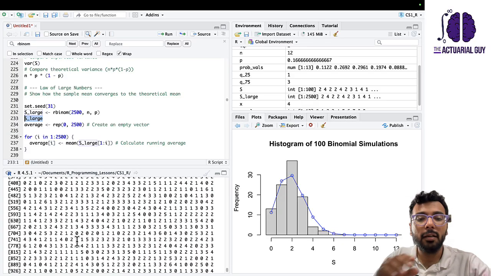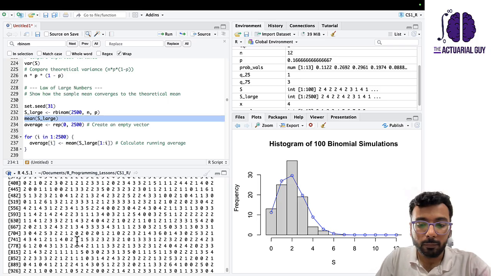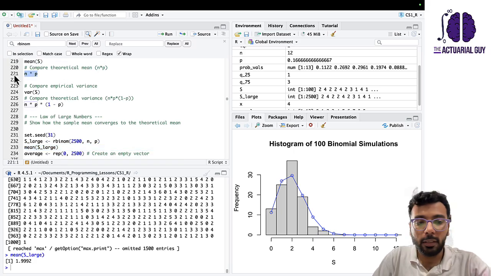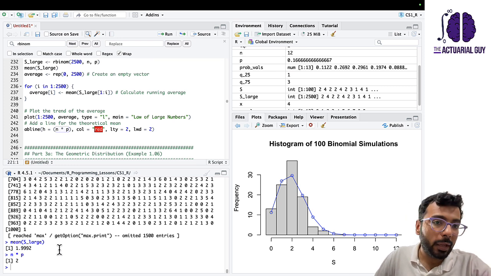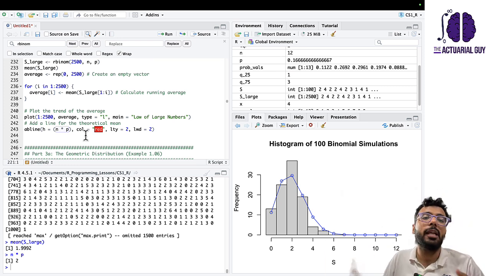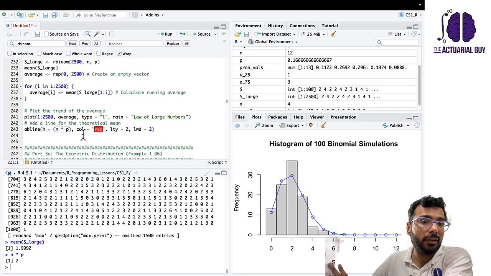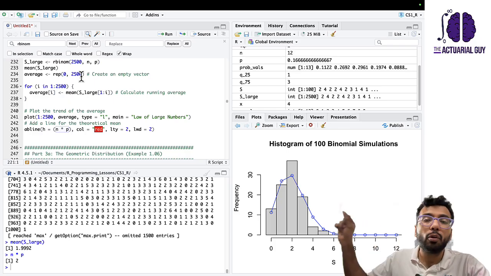So ideally, the mean of this should be very, very similar to the mean of the theoretical distribution, right? And what was my theoretical mean? The theoretical mean is 2, and on 2500 simulations, you are getting the mean as 1.9992. So at large, it seems like the law of large numbers is holding. That convergence is happening once you get to 2500 simulations. But how is it progressing towards that?